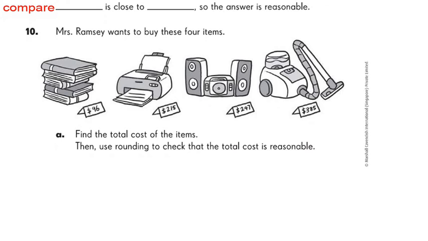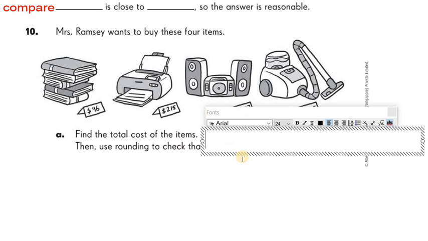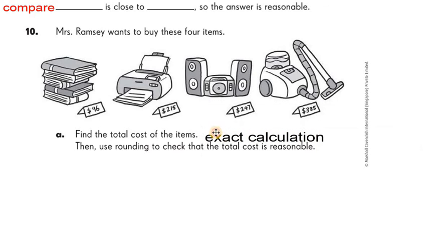It says here, Mrs. Ramsey wants to buy these 4 items. So I can see the prices for the 4 different items. And it says, find the total cost of the items. Now, total cost means an exact calculation. And then it says, use rounding to check that the total cost is reasonable.